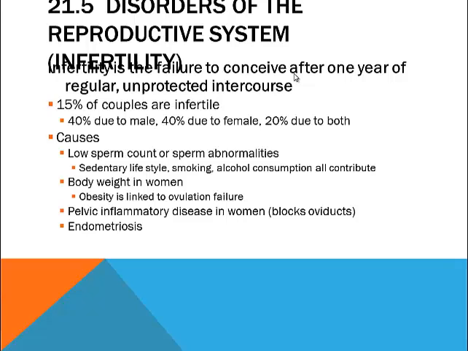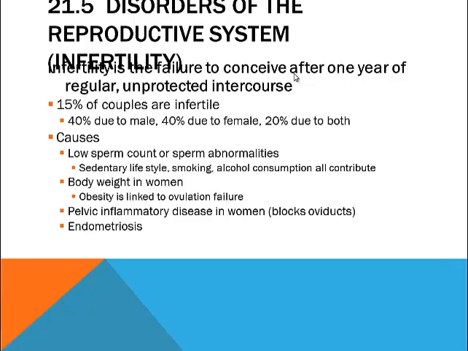The remainder of the chapter talks about infertility. Infertility is the failure to conceive after 1 year of regular unprotected intercourse. 15% of couples are infertile. Approximately 40% of the time this is due to the male, 40% of the time this is due to the female, and 20% of the time both the male and the female are to blame.